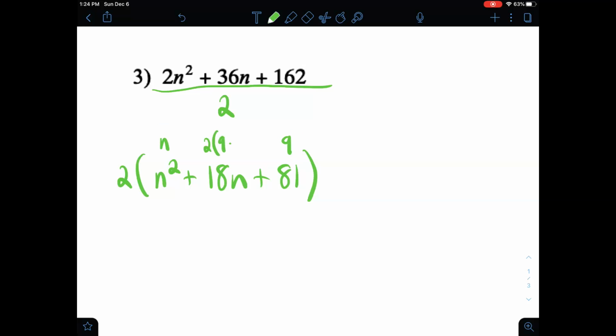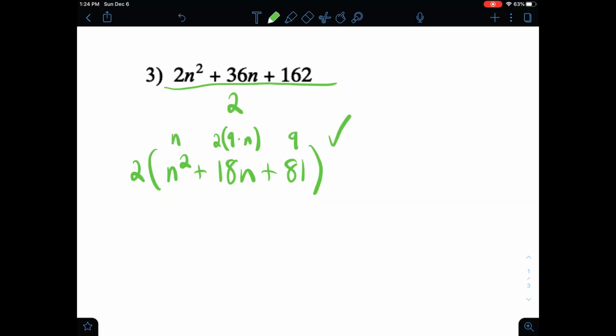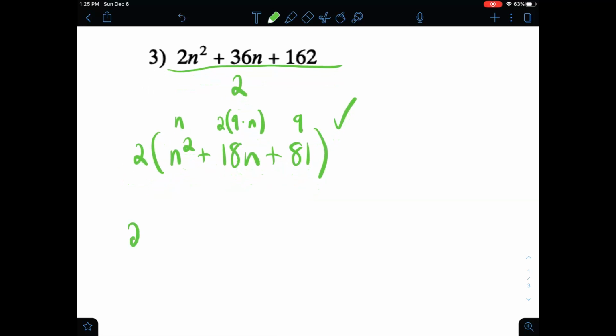So what is 9 times n going to be? Well, that's going to be 9n. What's double 9n? Is that 18n? It is. So this is correct. It's going to be a perfect square trinomial. So the shortcut, all you have to do is you're going to do n plus 9, because this is a plus right here. And it's going to be all quantity squared.